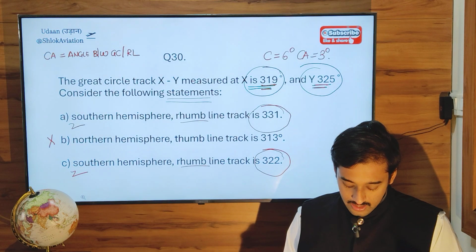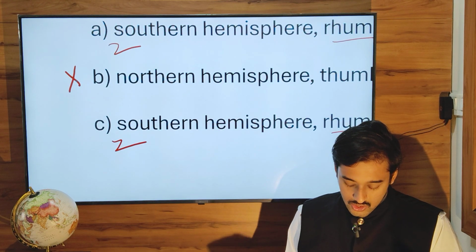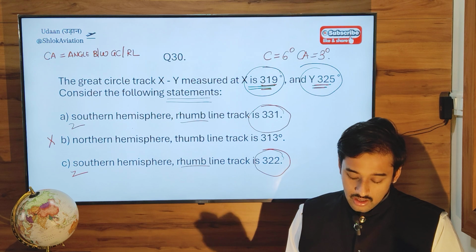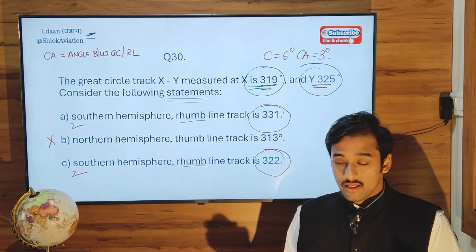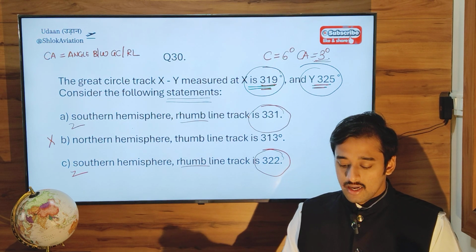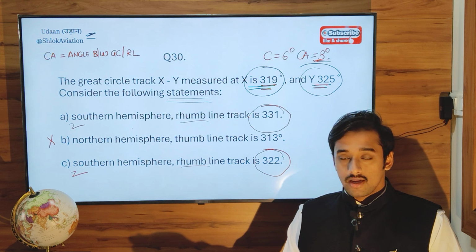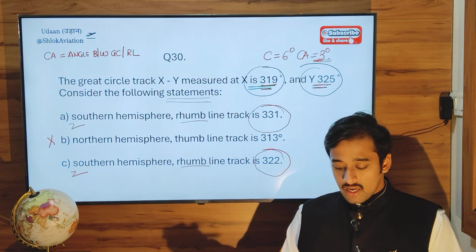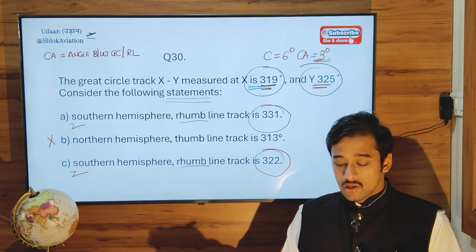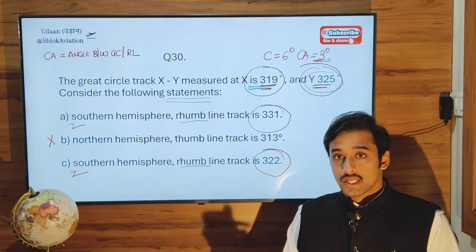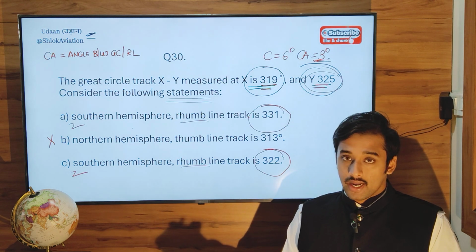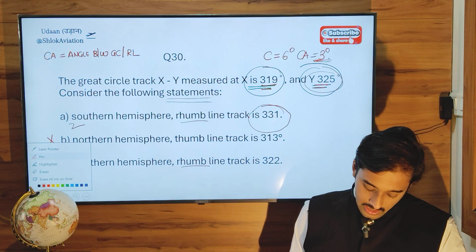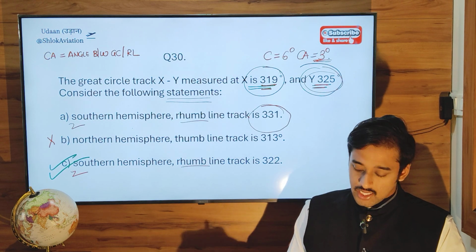Out of this we have been given great circle 319. We have found the convergency angle, 3 degrees. So the Rhumb line will be the great circle track adjusted by the convergency angle. 319 plus 3 is 322, or 325 minus 3 is again 322. So the correct option is option number C.